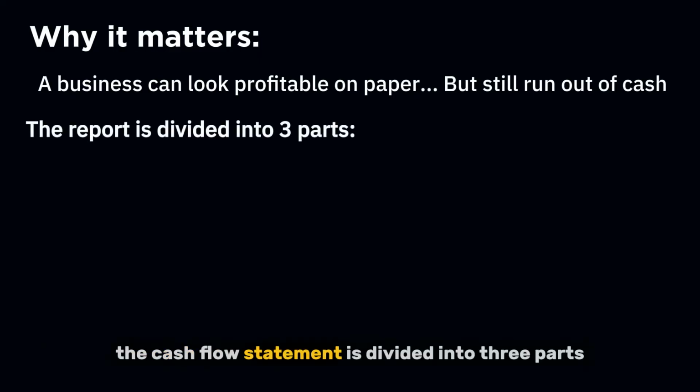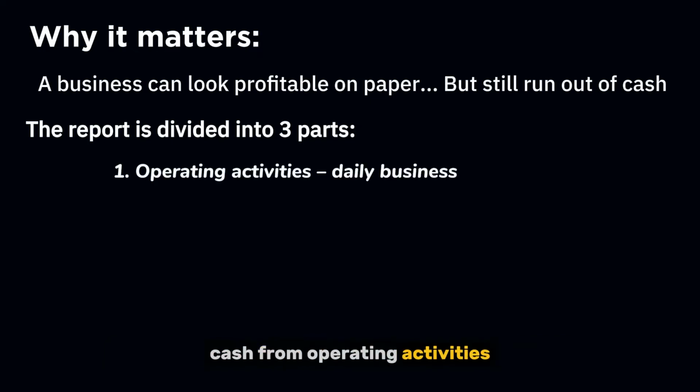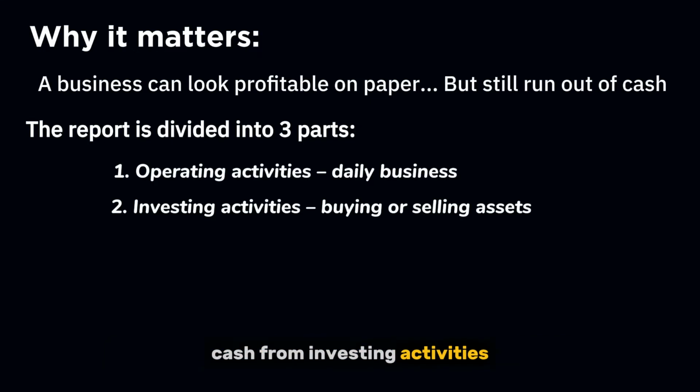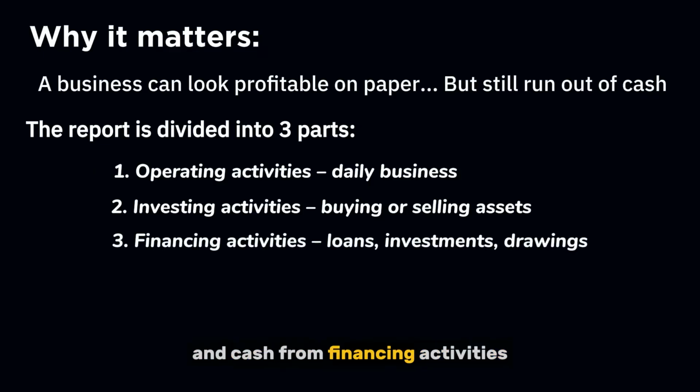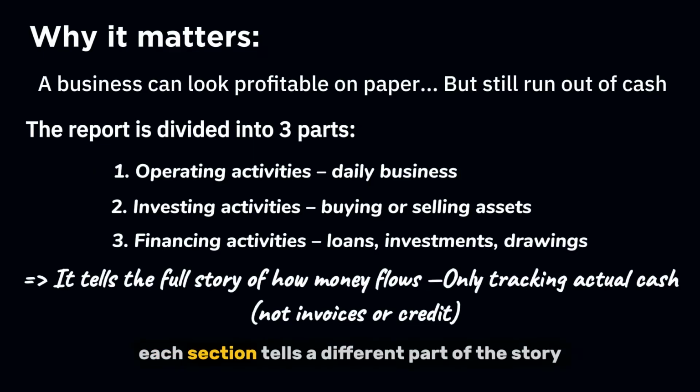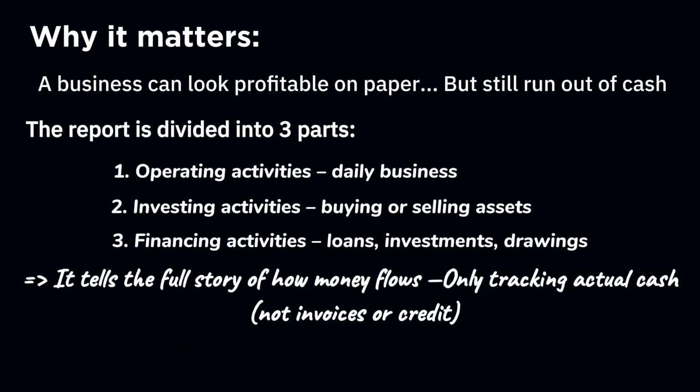The cash flow statement is divided into three parts: cash from operating activities, cash from investing activities, and cash from financing activities. Each section tells a different part of the story. And remember, it only tracks cash, not invoices, not credit, just real money that is moved. Now let's see why this is so important.